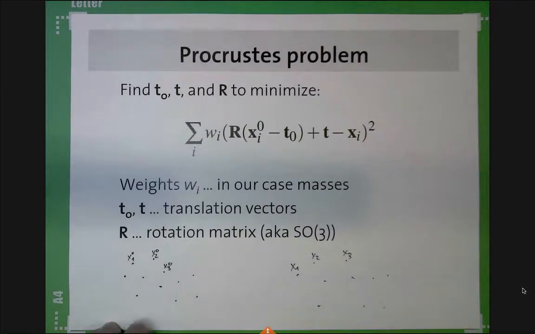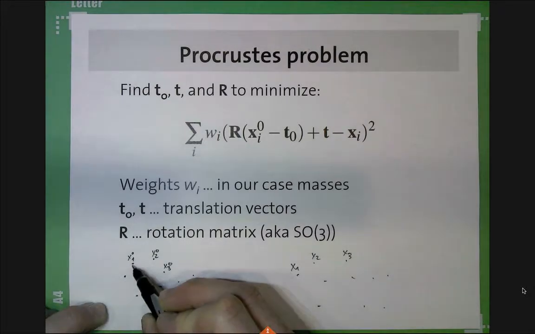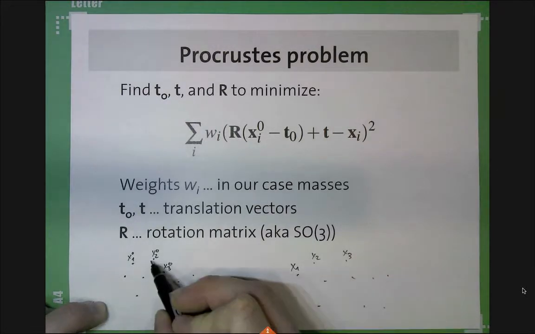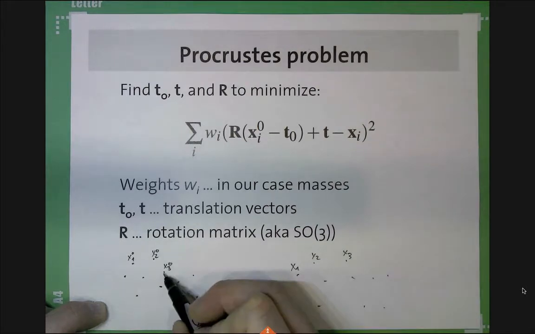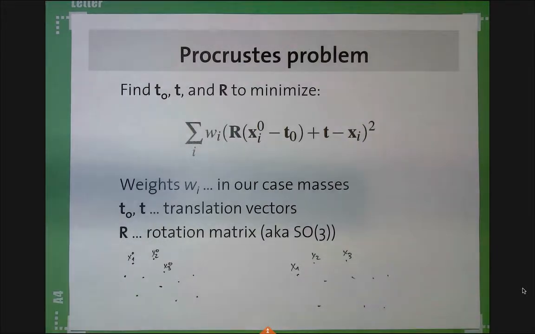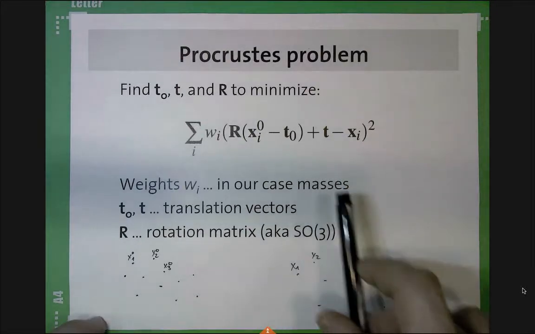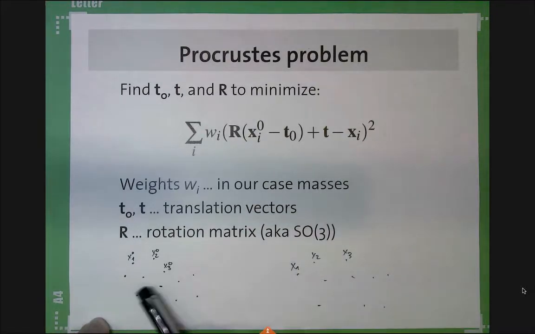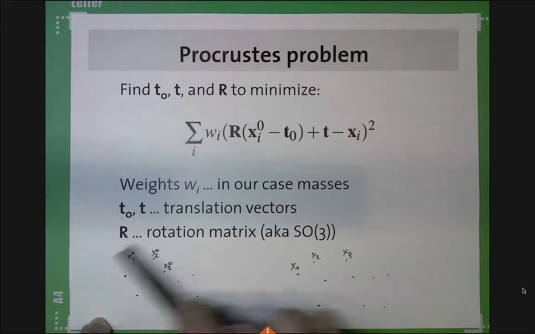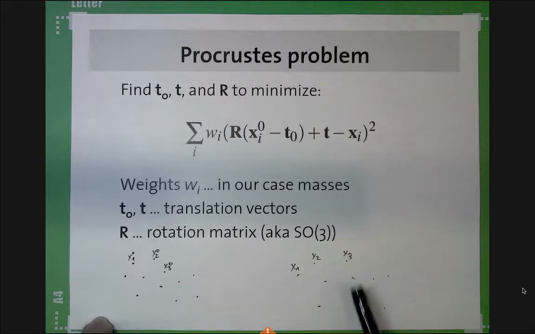So the problem is that if I have a source point cloud and a target point cloud, I want to register them as closely as possible. I have the correspondences. I know that this point here corresponds to this point here, that this point here corresponds to that point over there, that this point here corresponds to this point here, and so on. There is the same number of points in both sets. And my task is to find a translation and rotation such that after applying the translation and rotation to the source point cloud, I get as close as possible to the target one. Okay?